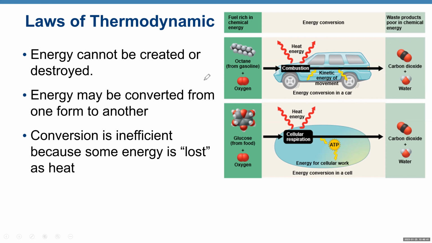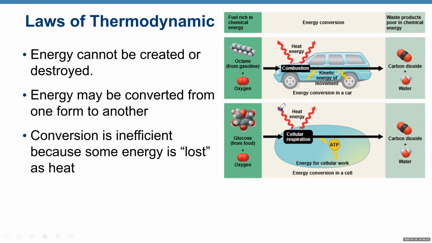Why is this example important? Because if you look at the example below, we have glucose from food that has potential chemical energy stored within bonds between atoms. In the presence of oxygen, your cells break down this glucose through the process called cellular respiration. And you transform energy to make ATP. And ATP is energy for cellular work. And the waste products will be carbon dioxide and water as well.